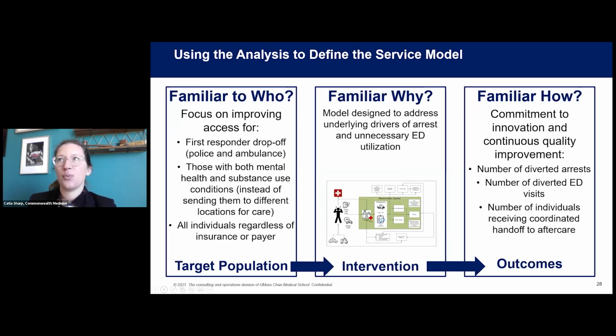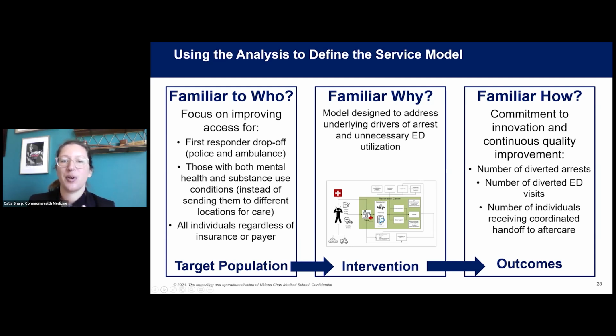So again, building that picture of the target population. We were really focused on improving access to the Restoration Center for police and ambulance drop-off, for people with both mental health and substance use needs, as we were seeing really high rates of both, and especially for all individuals, regardless of who their insurance carrier was, because one of the things that we were seeing was, it's much easier to access, for example, mobile crisis services in Massachusetts if you're a Medicaid recipient, but not so much if you are not a Medicaid recipient or if you're on commercial insurance.